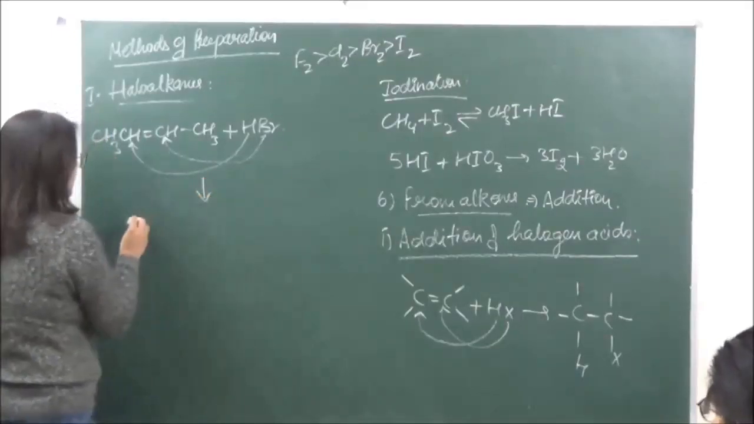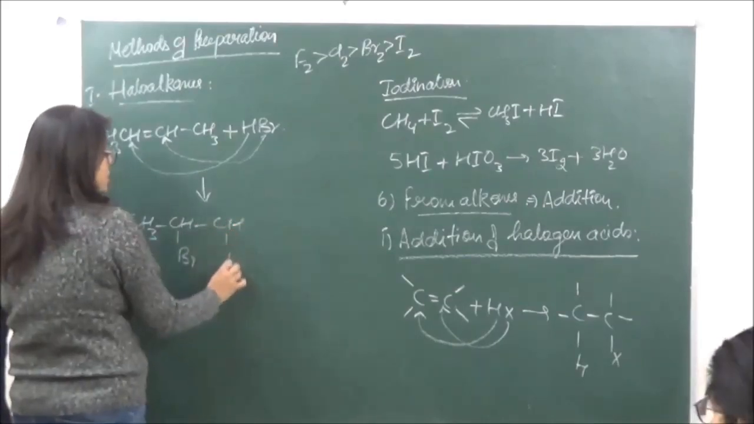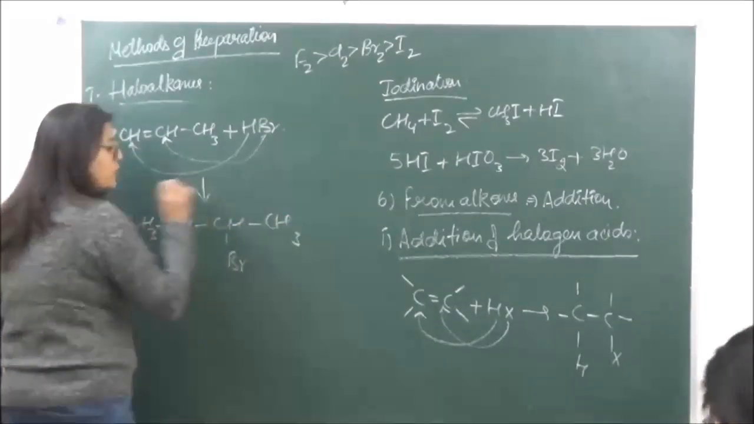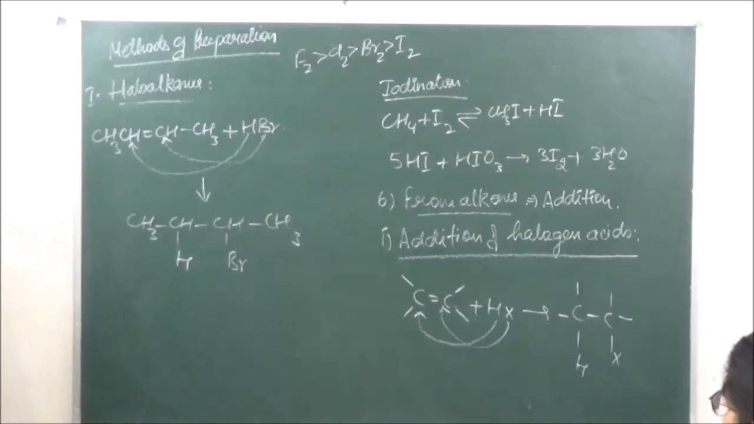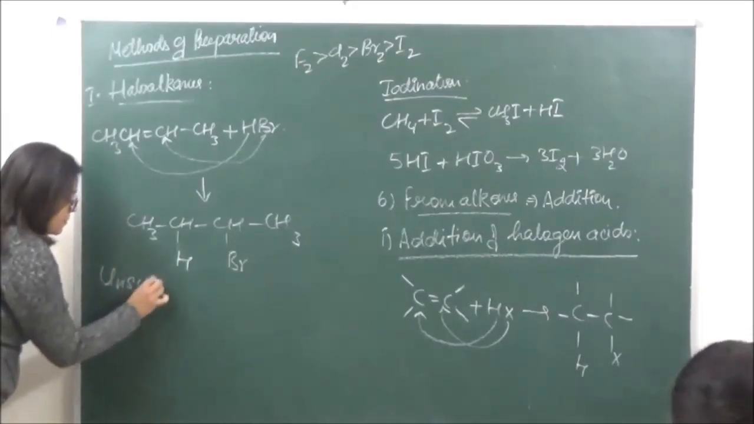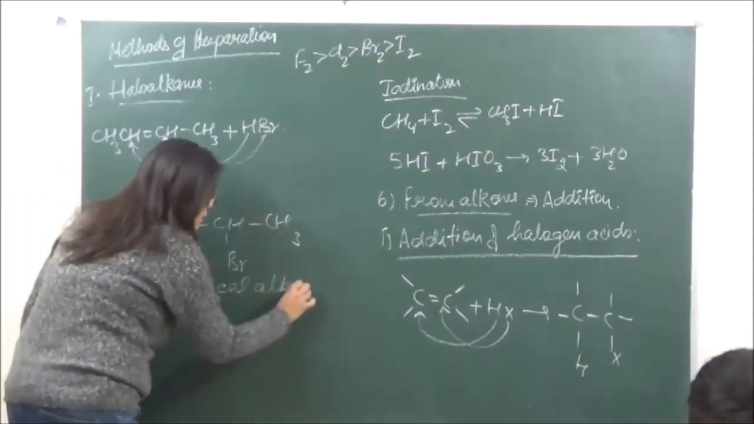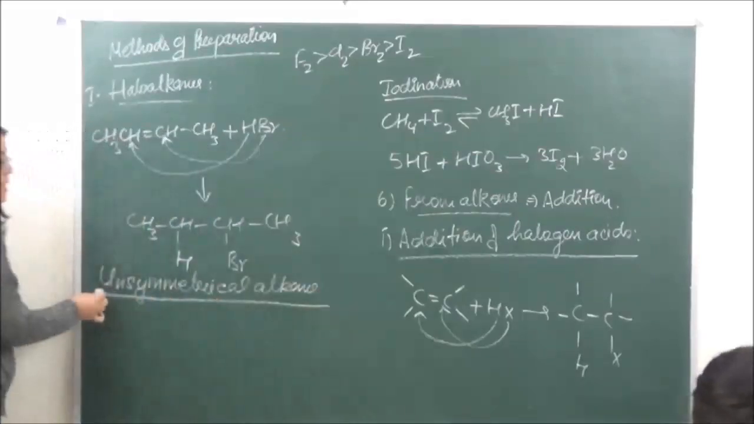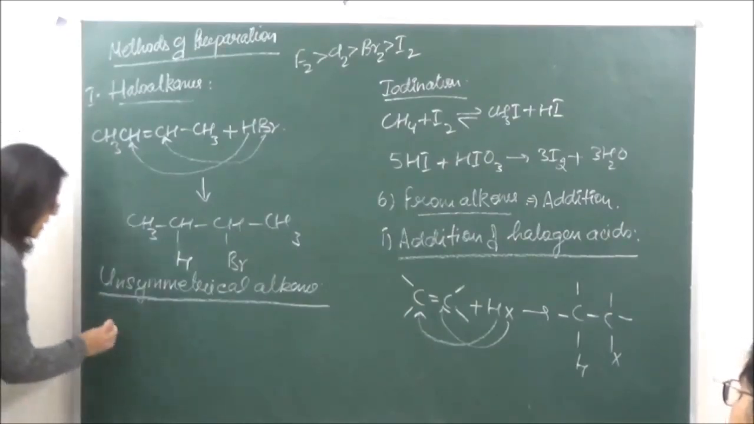So what do we have over here? We have CH3, CH, Br, CH, H and CH3. Sorry, यहाँ पे Br नहीं आएगा, यहाँ पे H आएगा. So we have 2-bromobutane. But if in case there are unsymmetrical alkenes present, in case of unsymmetrical alkenes, the addition will take place according to Markovnikov's rule. Okay? So what does this rule state?